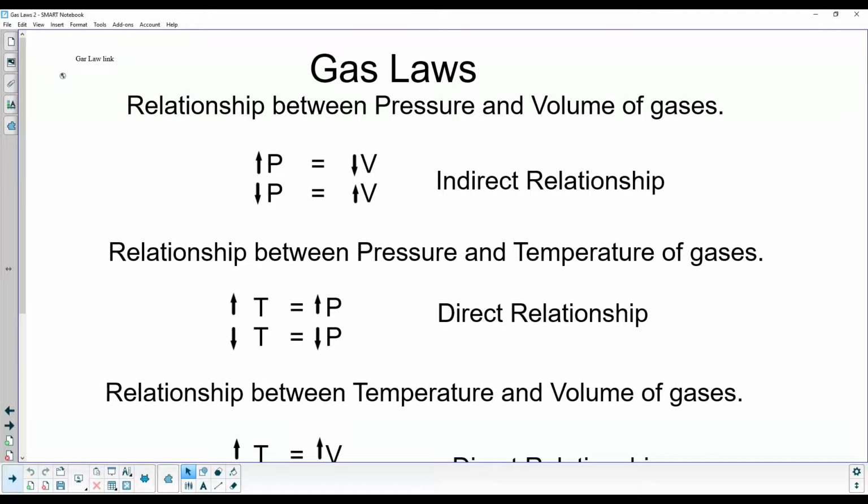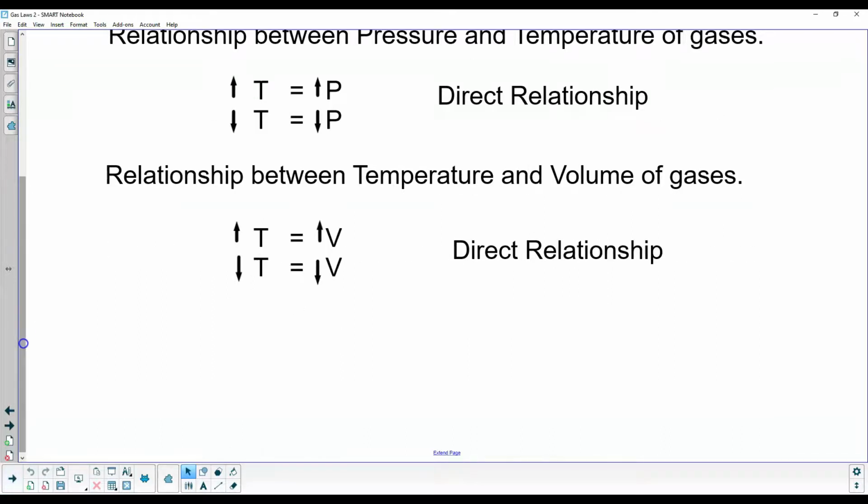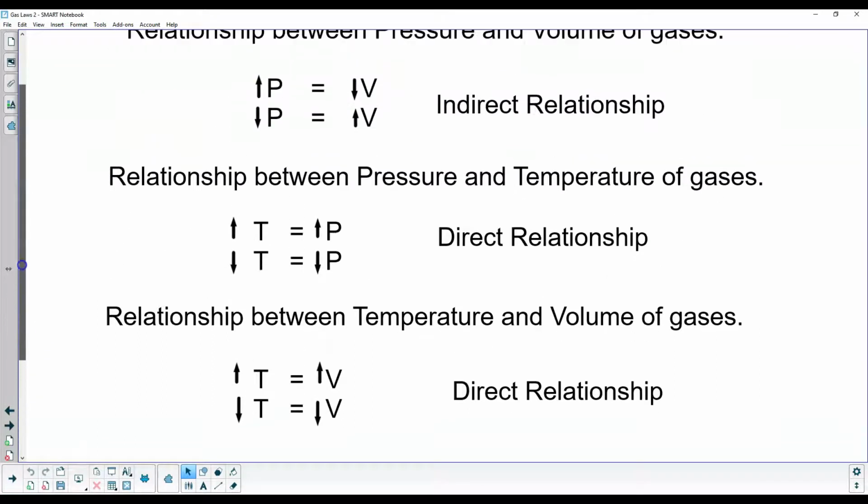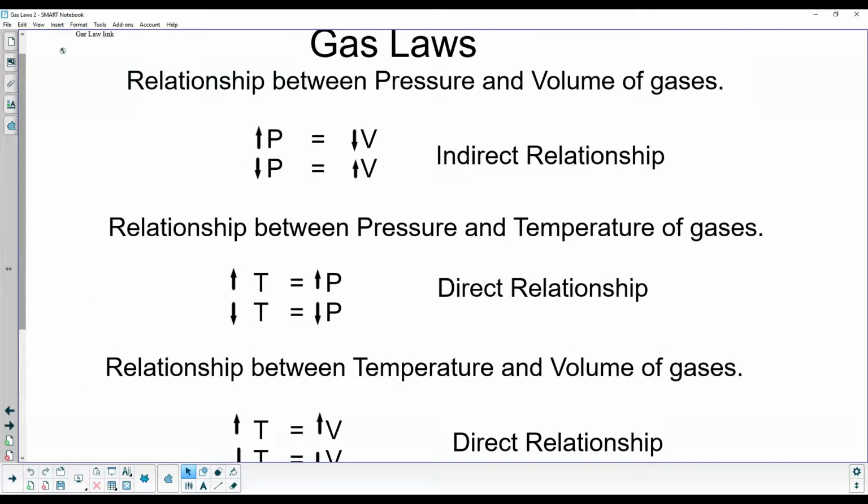I'm going to show you some PhET simulation stuff showing you the relationship between some of these things. But these are the general gas laws, and we'll get more in depth with these again tomorrow. But gas laws, pressure and volume, they're an indirect relationship. It means one goes up, one goes down. Pressure and temperature, they are directly proportionate, or they have a direct relationship, meaning one increases, so does the other.